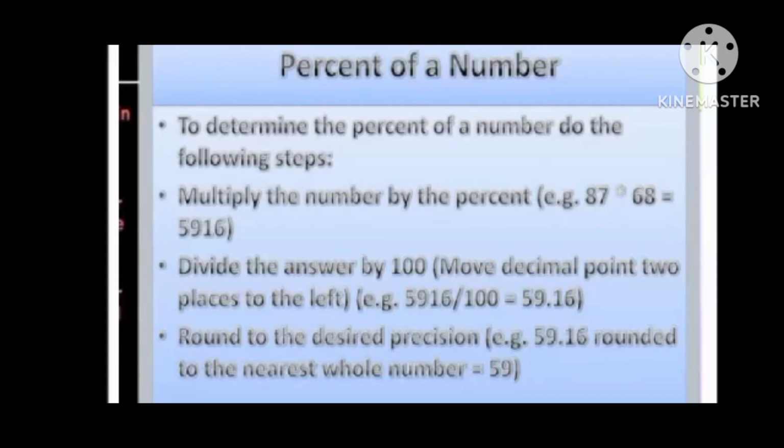Percent of a number. To determine the percent of a number, do the following steps. Multiply the number by the percent. 8568 equals 5,916. Divide the answer by 100. Move the decimal point 2 places to the left. Example, 5,916 divided by 100 equals 59.16. Round to the desired precision. Example, 59.16 rounded to the nearest whole number equals 59.